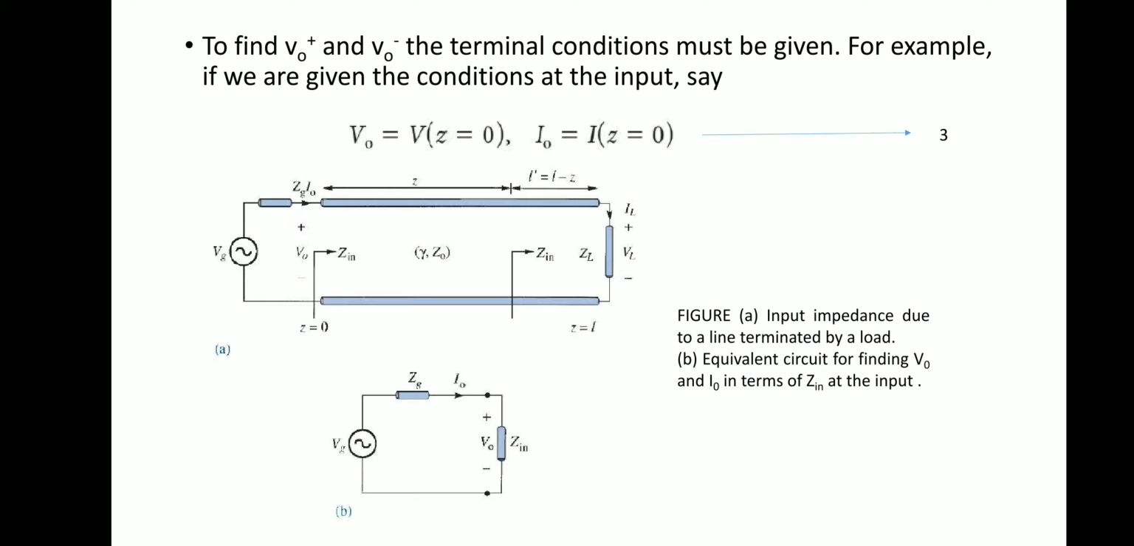If you are looking at the generator side, the input side, the total impedance of that transmission line is represented as Zin. The properties of this transmission line are represented as gamma and Z0, and the generator side point is represented as Z equal to 0, having voltage V0 and current I0. At a distance L, we place our load, having voltage VL and current IL.